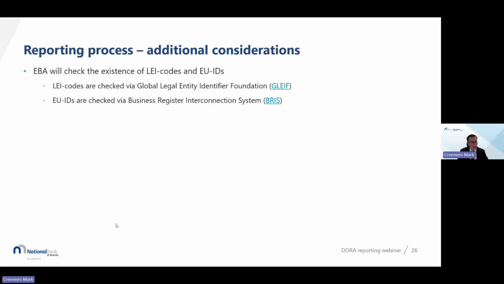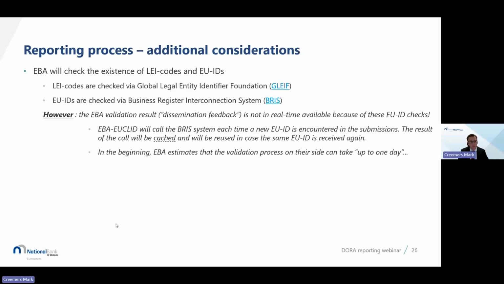Some additional considerations with regard to the reporting process. As I said, we can only check the structure of the identifier codes, but the EBA will check the real existence of the legal entity identifier and the EU ID in two systems, GLEIF and BRIS. Unfortunately, the BRIS system is not very user-friendly, it's not very efficient, so it will not be possible to do the validation with the European authorities in real time, because the EU ID checks will be done individually one by one.